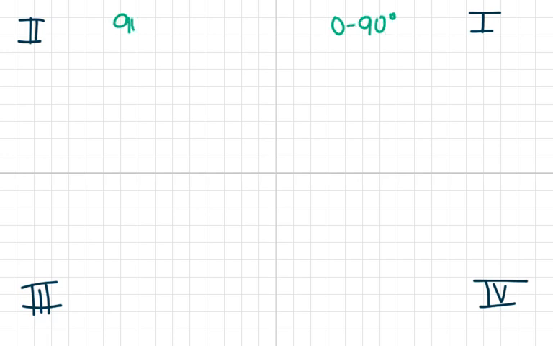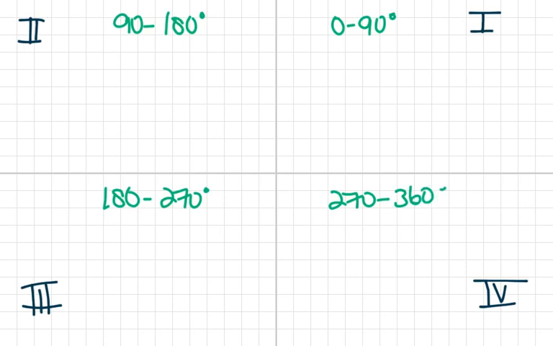So draw a coordinate grid on your paper there, just in the space, and then we're going to label the 4 quadrants. So like I said before, this is quadrant 1, then over to quadrant 2, quadrant 3, and quadrant 4. Quadrant 1 was 0 to 90 degrees. Quadrant 2 was 90 to 180. Quadrant 3 was 180 to 270. And quadrant 4 was 270 to 360.